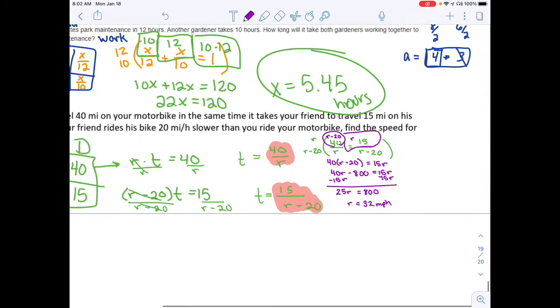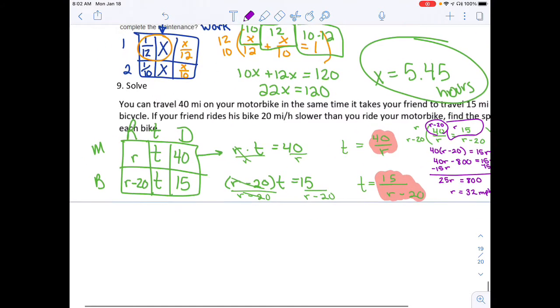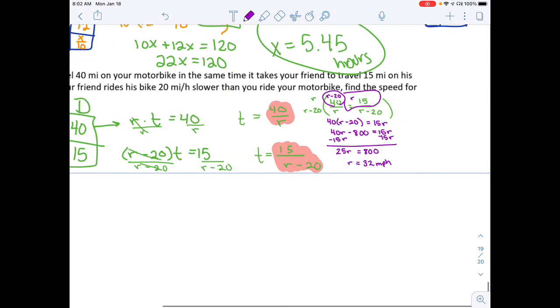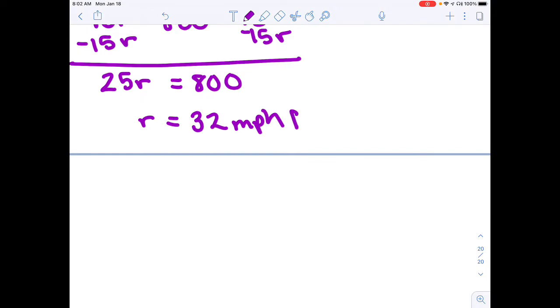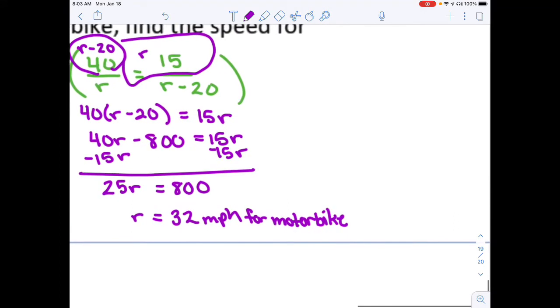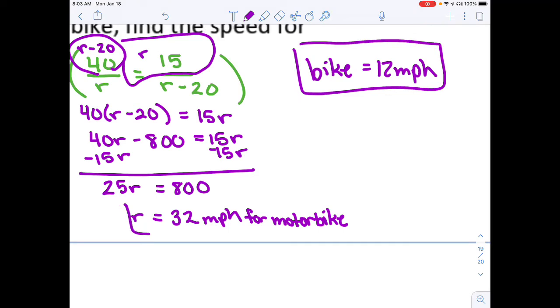And r, let's see, who was r? I got to look at my chart. R was the motorbike in my problem. So I can say motorbike equals 32 miles per hour. And then the regular bike was r minus 20, so r minus 20 is just going to be 12. So I can do bike equals 12 miles per hour. And hopefully that matches everything that we got when we did this problem in your homework.